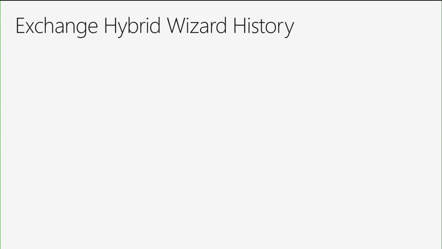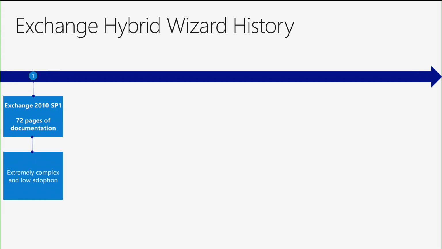So the Exchange Hybrid Wizard, which is used to configure this organizational relationship between the on-premises system and Exchange Online, has quite a bit of history. Just to briefly go over it, we started out with a documented way to configure hybrid in Exchange 2010 SP1. It was 72 pages of documentation, with many, many places where an IT pro trying to implement this could make a mistake. In general, any mistake would result in none of it working properly. So we found that very few people actually deployed hybrid. Extremely complex solution and very low adoption.